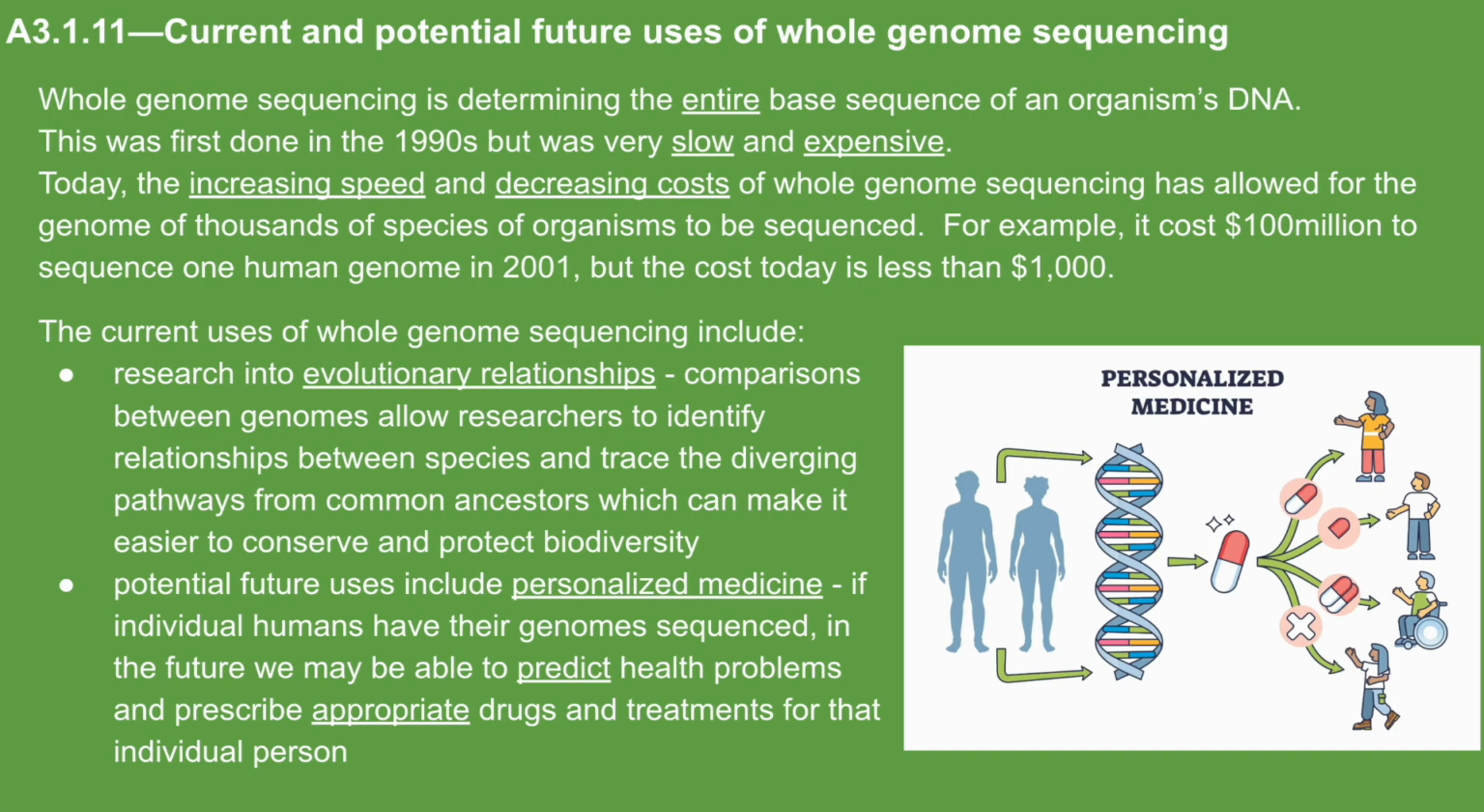And secondly, potential future uses include personalized medicine. Okay, and this is not that far out. I would not be surprised if within 10 years, we're at this point where individual humans have their entire genome sequenced, and we use that genetic information to predict health problems and prescribe appropriate drugs and treatments for that individual person. Because depending on your genes, you might need a different dosage of a drug, or you might need a different drug altogether compared to someone else that has a different gene. And so this could be potentially groundbreaking in being able to treat people in an individualized way and potentially save many lives.